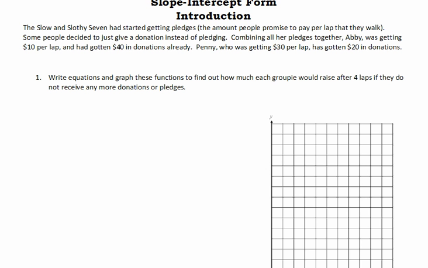Okay, slope-intercept form introduction says that the Slow and Sloppy 7 had started getting pledges for their walkathon, and a pledge is the amount of money that people promise to pay per lap that the groupies walk. Some people decided to just give a donation instead of pledging. So combining all of her pledges together, Abby was getting $10 per lap, and she had already gotten $40 in donations. Penny, who was getting $30 per lap, had gotten $20 in donations. So we're supposed to write equations and graph the functions to find out how much each groupie would raise after 4 laps if they do not receive any more donations or pledges.